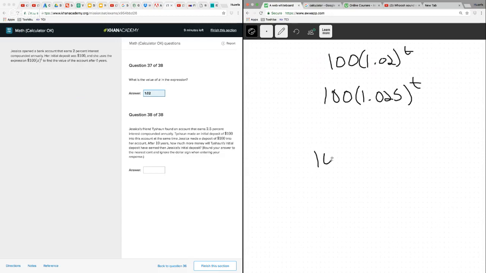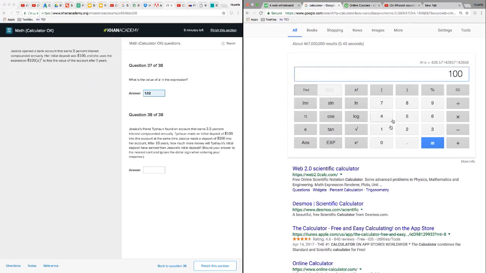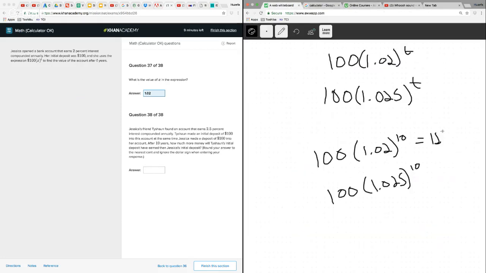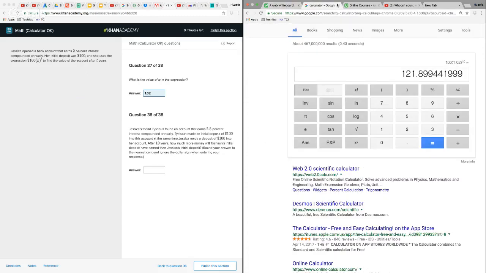So we're going to do it like this. 100 times 1.02 to the 10th. 100 times 1.025 to the 10th. Calculator time. So let's go up here. 100 times 1.02 to the 10th power. Jessica has 121 and 90 cents. 121 and 90 cents. Tyshawn, who's obviously going to make more money, is 100 times 1.025 to the 10th power.